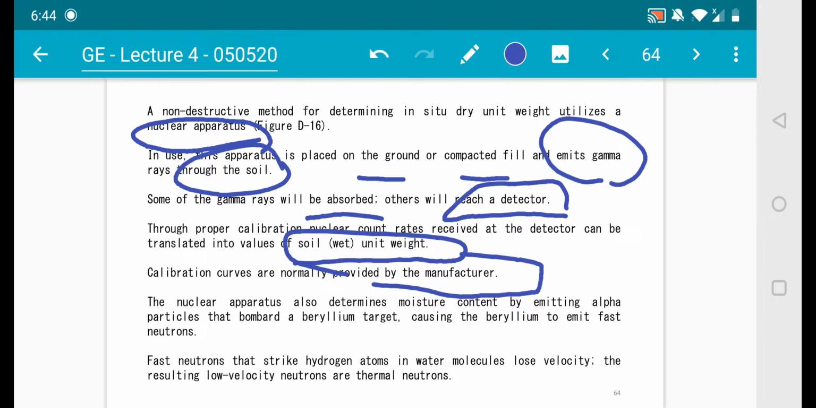The nuclear apparatus also determines moisture content by emitting alpha particles that bombard a beryllium target, causing the beryllium to emit fast neutrons. Fast neutrons that strike hydrogen atoms in water molecules lose velocity. The resulting low velocity neutrons are thermal neutrons.